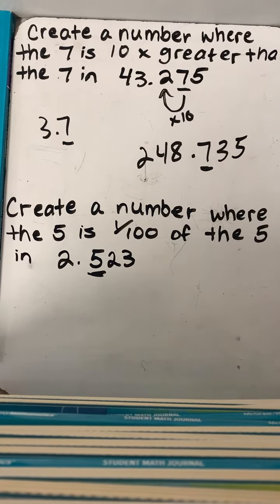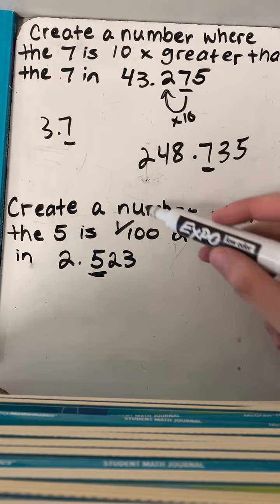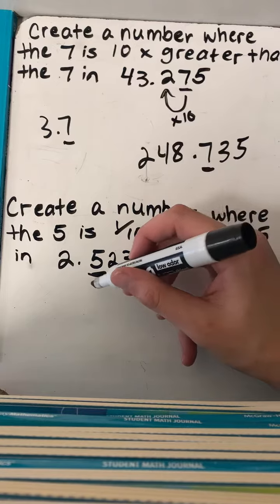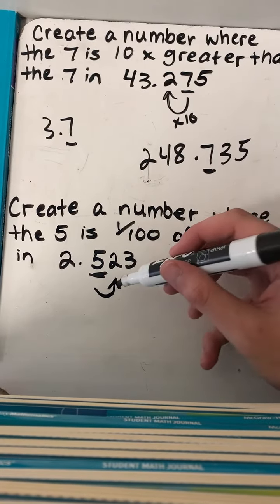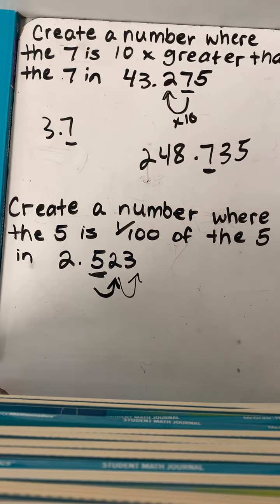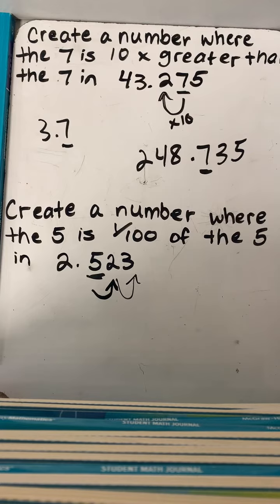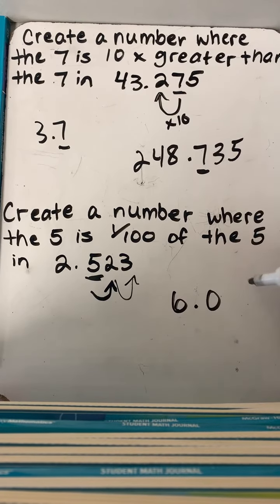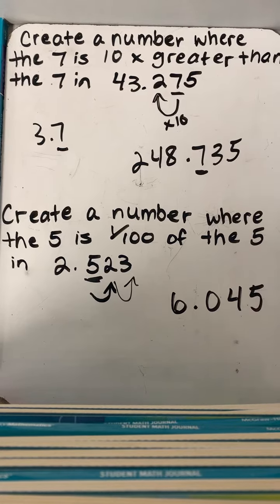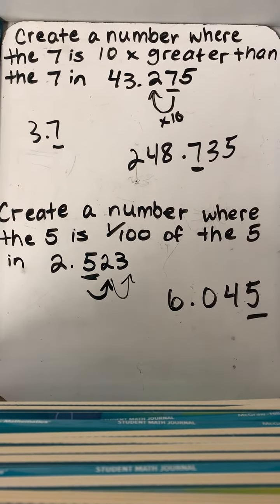And we remember, when you're dealing with a fraction, you are jumping to the right, okay? If it was 1/10 of, we would only jump once. But since it's 1/100th of, there are 2 zeros, which means we would jump twice. So now instead of being in the tenths place, we need our 5 to be in the thousandths place. And once again, you create your own number, 6 and 45 thousandths. That 5 moved over twice, and it is in thousandths place.